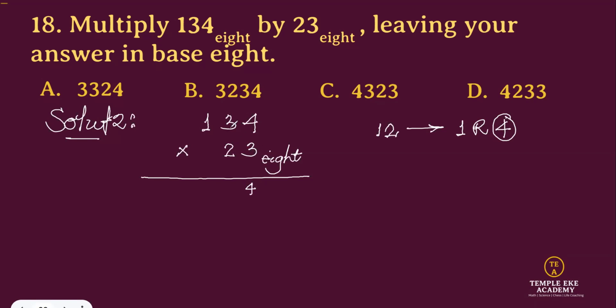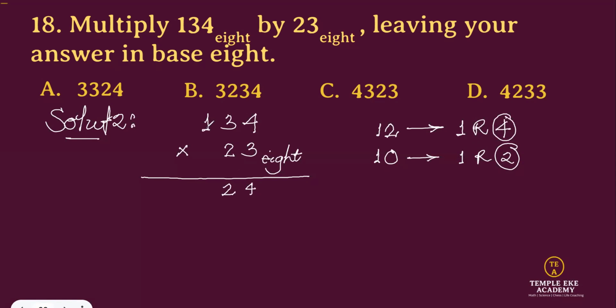3 now multiplied by 3 gives us 9. That 9 plus the incoming 1 gives us 10. And again, 10 being bigger than the base requires the division process. So 8 divides into 10 gives us 1 with the remainder 2. And of course, we're going to write the remainder 2 and take the 1 into the next result.